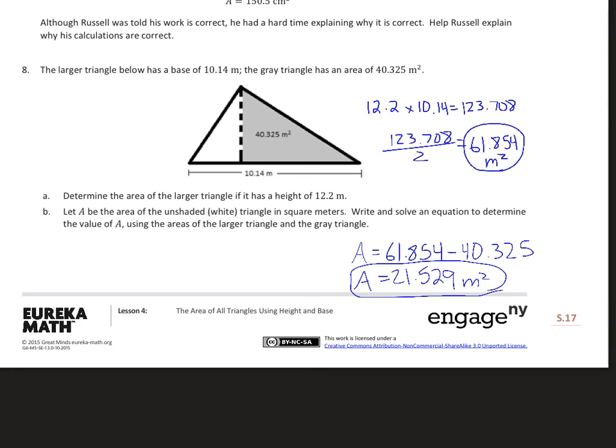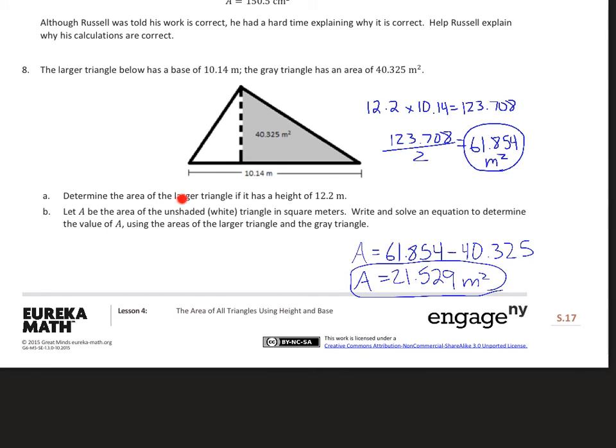And for question 8, we have a triangle that gives us information, and we need to use that information to find missing information. So if the height is 12.2 meters and our base is 10.14, the area of the entire triangle is 61 and 854 thousandths meters squared.